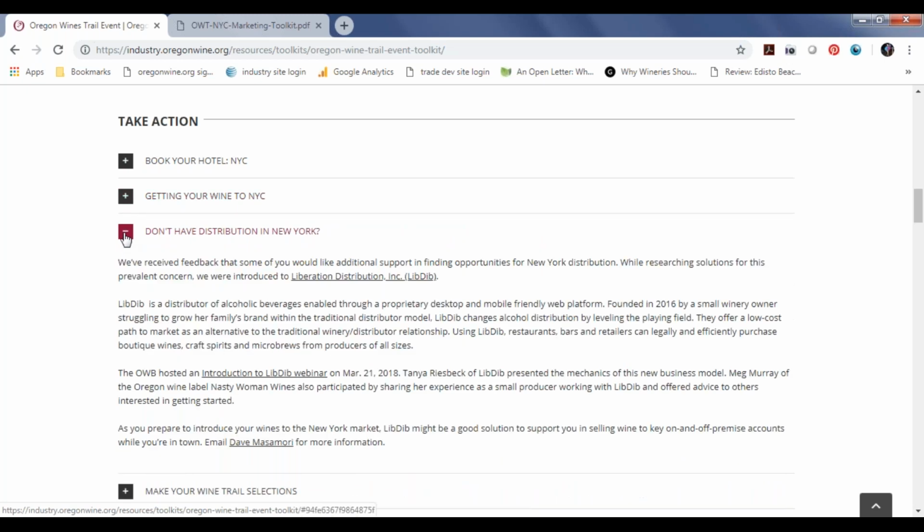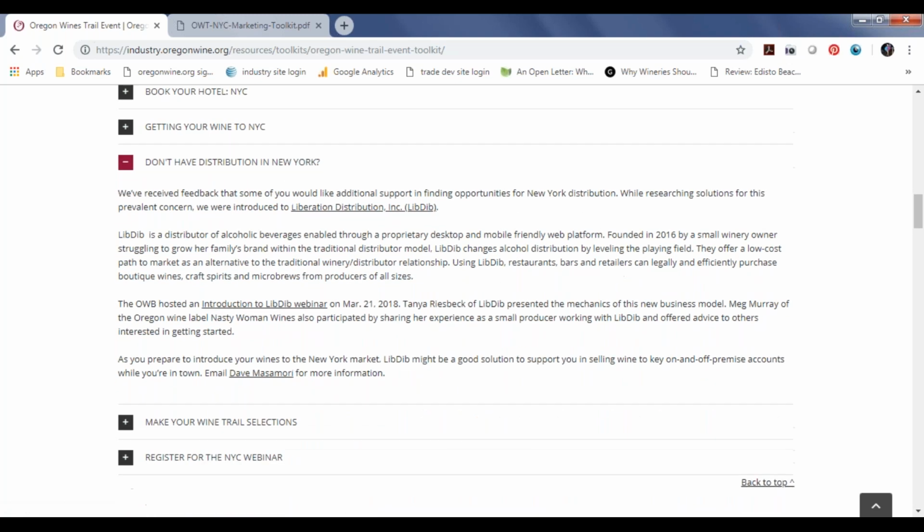For those on the call, again, who don't have distribution, I mentioned this, you may want to investigate Liberty Distribution or LibDib. It will allow you to take orders and make sales at the tasting should a positive trade conversation arise from your interactions in the afternoon. This is obviously an at-will service. If you'd like to get involved, there's no contracts with LibDib. OWB has no investment in whether or not you do this, but it's a pretty smart service, currently only available in a few states, but New York is one of them.